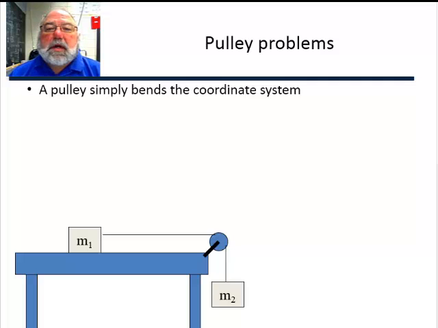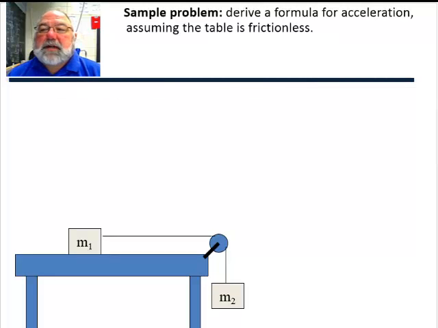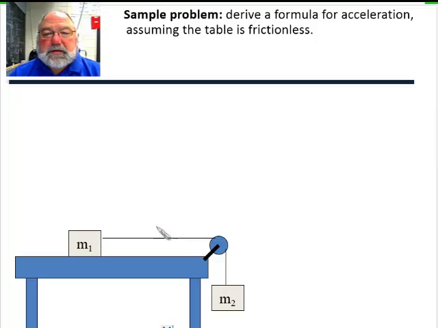Okay, so a pulley simply bends the coordinate system. We want to derive a formula for the acceleration assuming that the table is frictionless. So I'm going to bend my x-axis at the pulley. I'm going to draw my free body diagram.